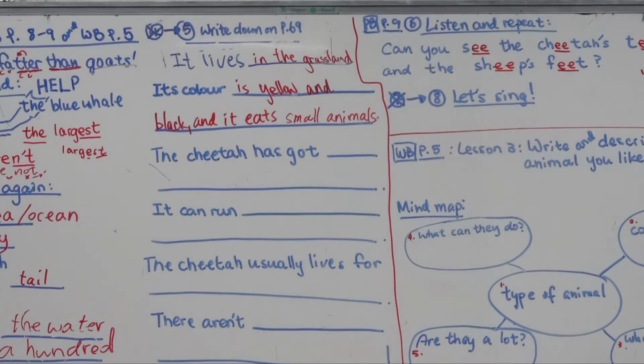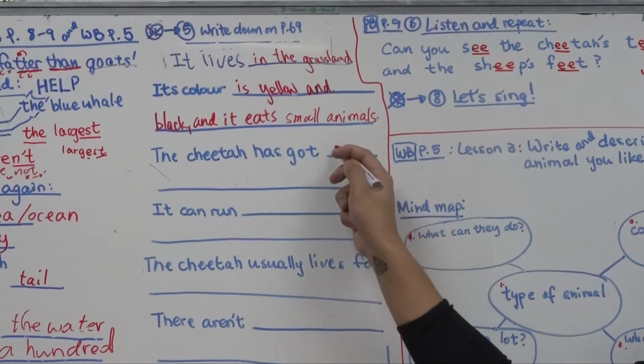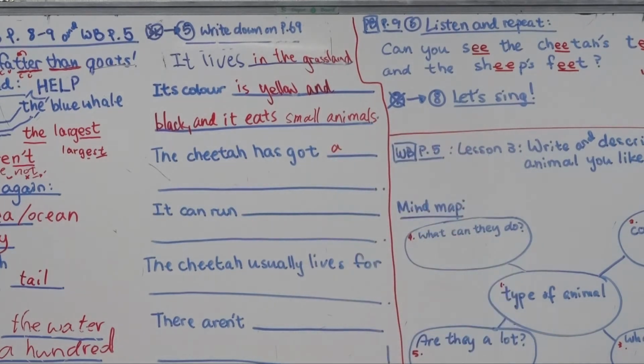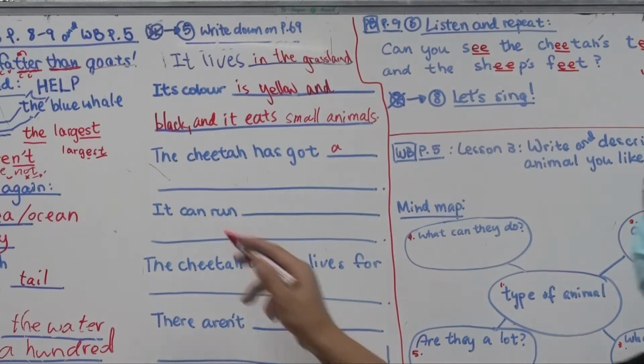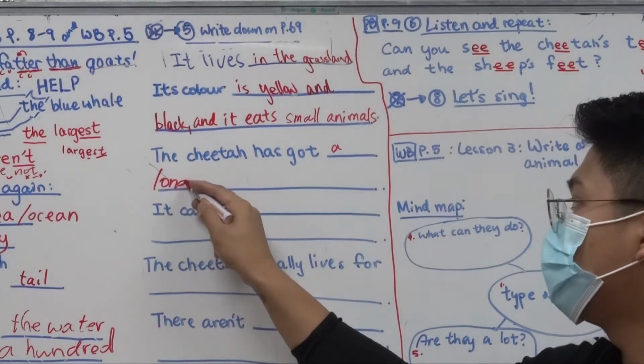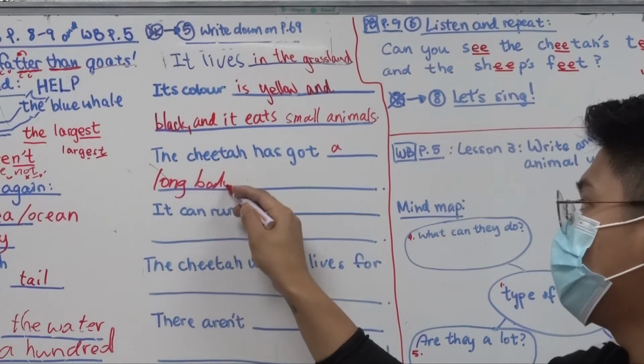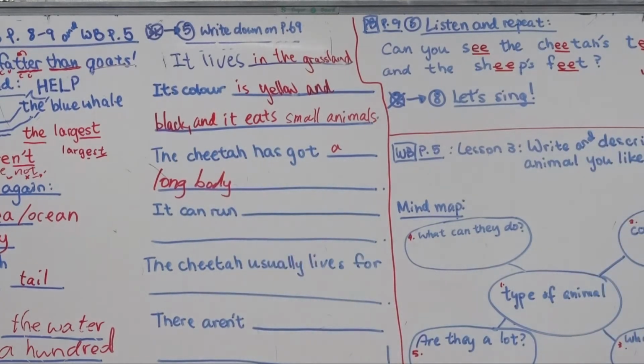Alright, so let's move on to the next one, okay? The cheetah has got. So has got means the kind of body, okay? Has got what kind of body? Has got can mean you have something, but here we talk about the body, right? So what does it have? It has got a, what kind of body? Short, long, big, small, what do you think? What does it say in the box? Right, a long body, L-O-N-G, body, B-O-D-Y.